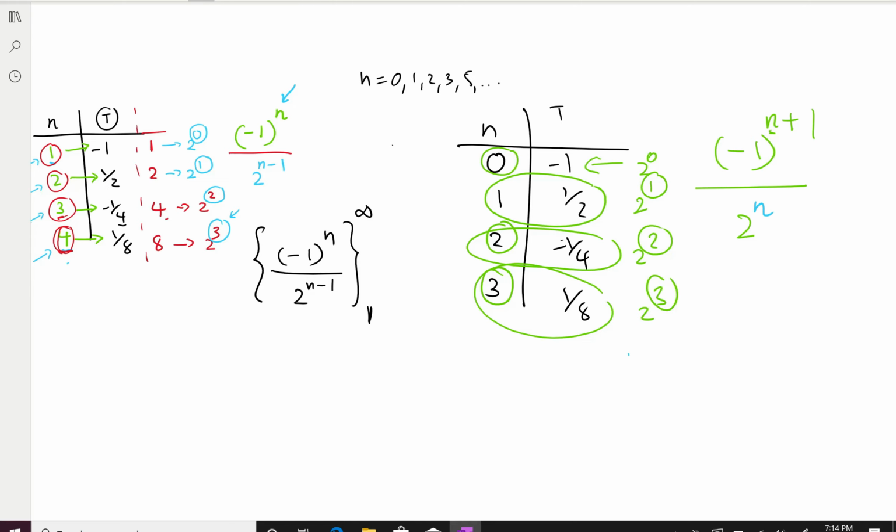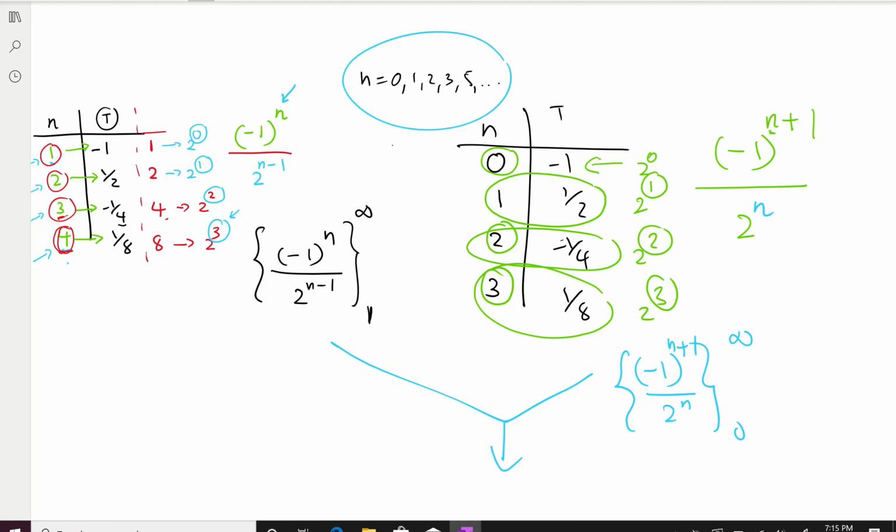So if you start n from 0 and go to infinity, then the representation is -1 to the n plus 1 over 2 to the n. So the representation is a little bit different, but it tells you the same story. Same sequence, it's just labeled in different ways. I want you to know, some people start labeling from 0, some people start labeling from 1. So read your instructions carefully if there's a question like this.